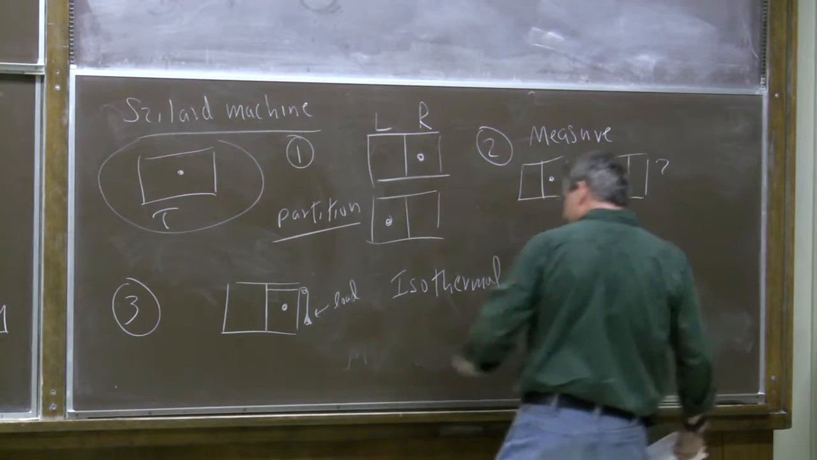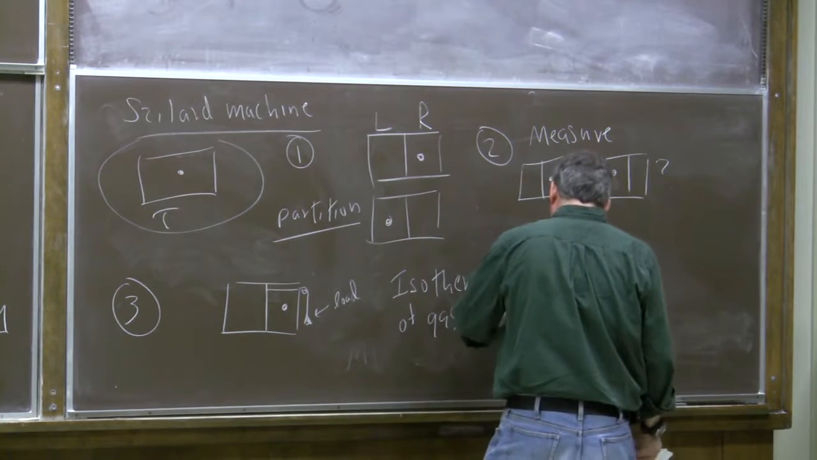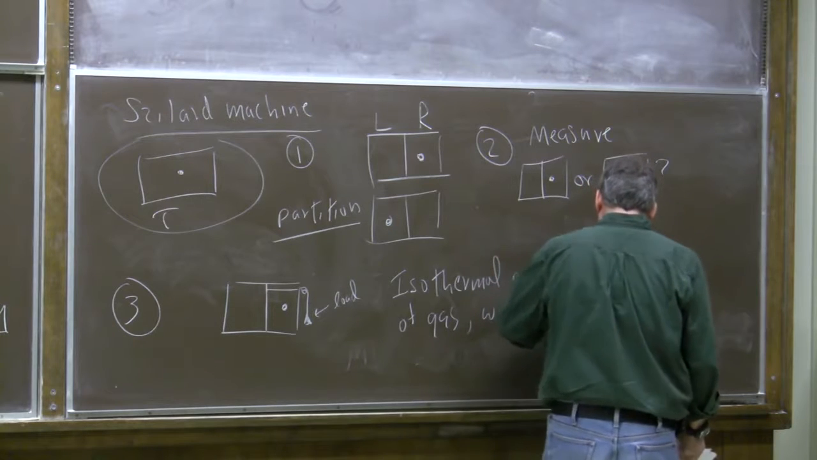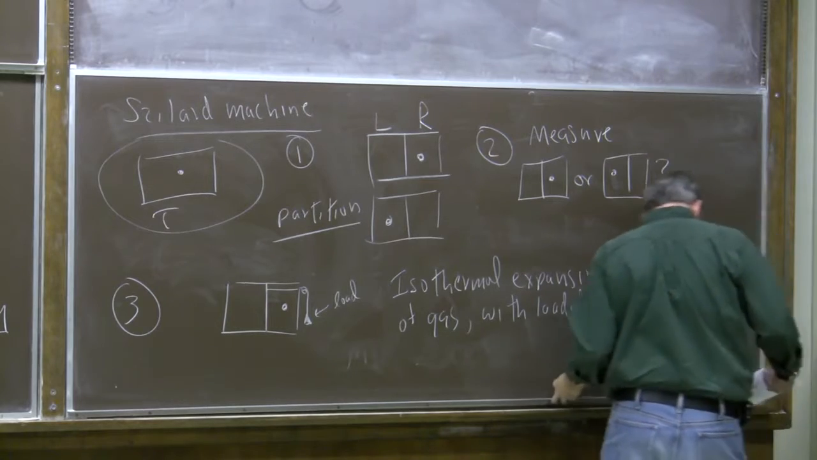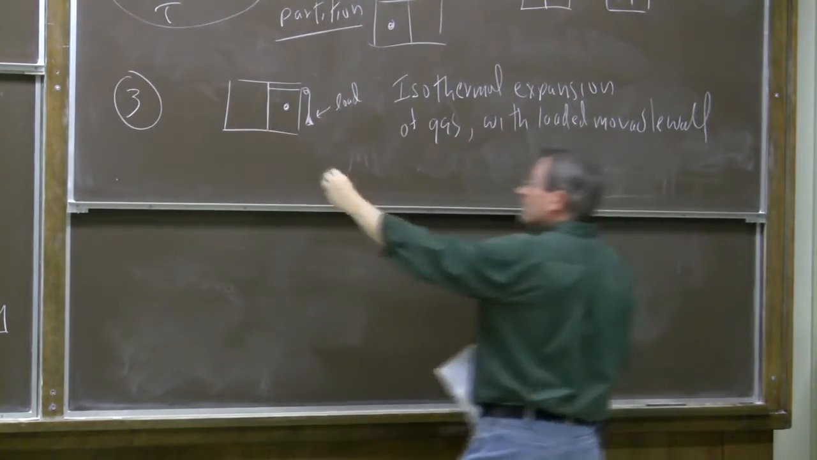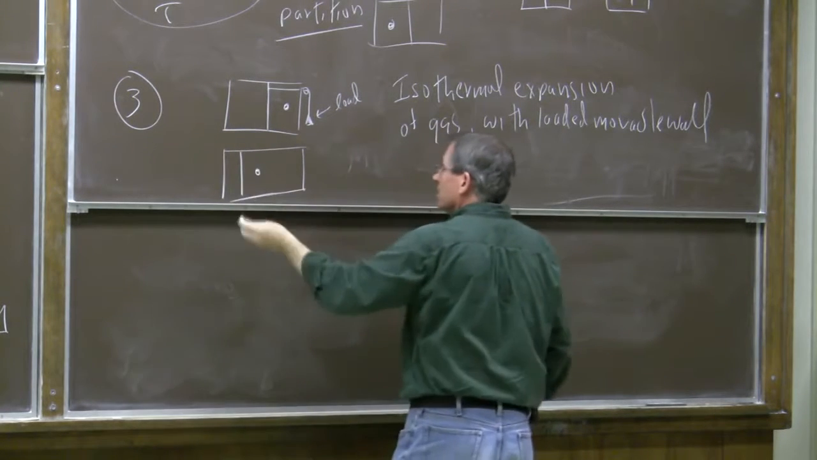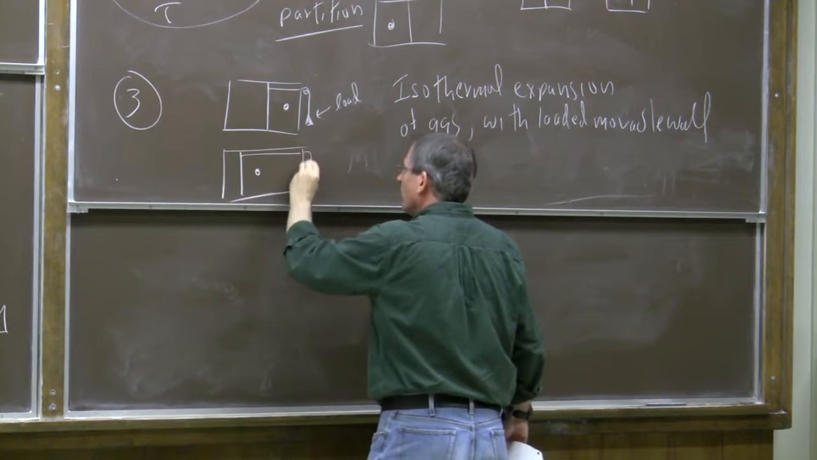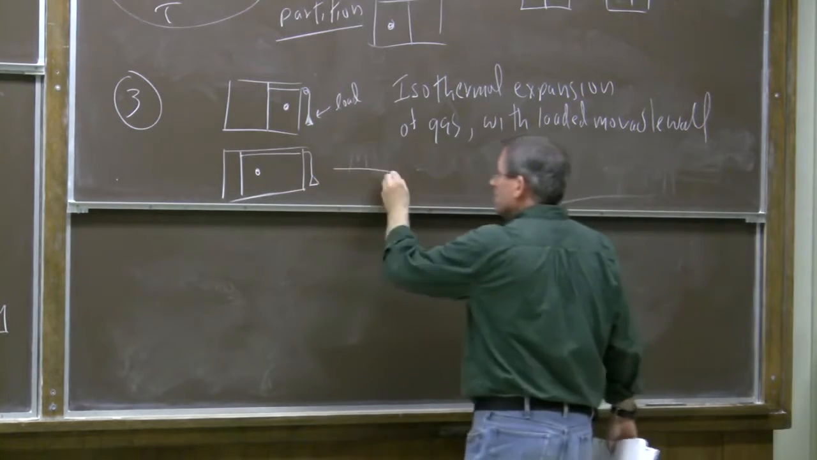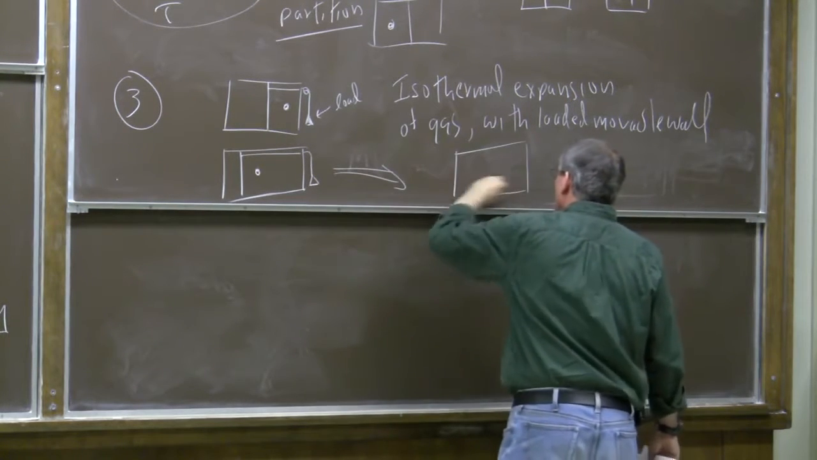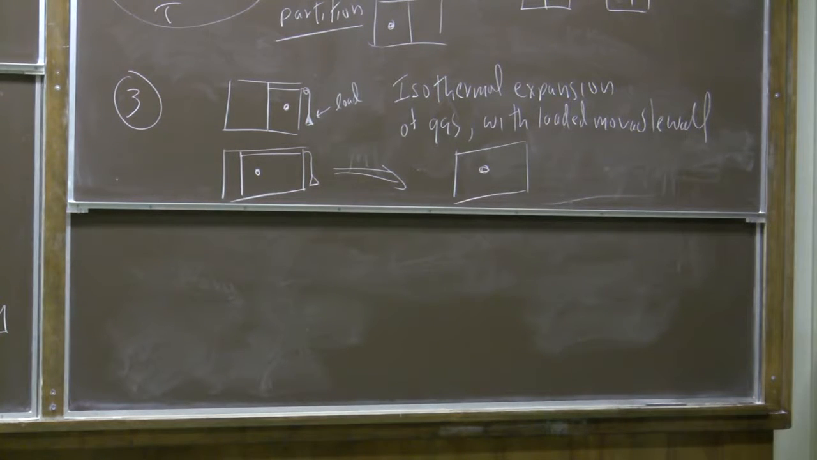Of gas with loaded movable wall. So gradually the wall moves until the wall is moved all the way to the left side. Okay. And now we have no wall, and we have a single molecule bouncing around inside the unpartitioned box.